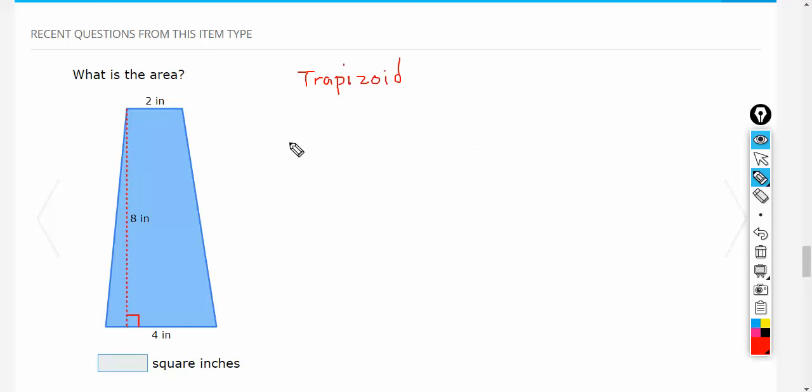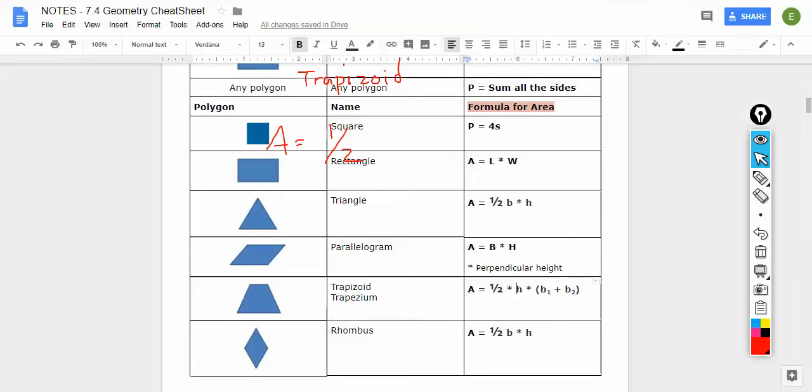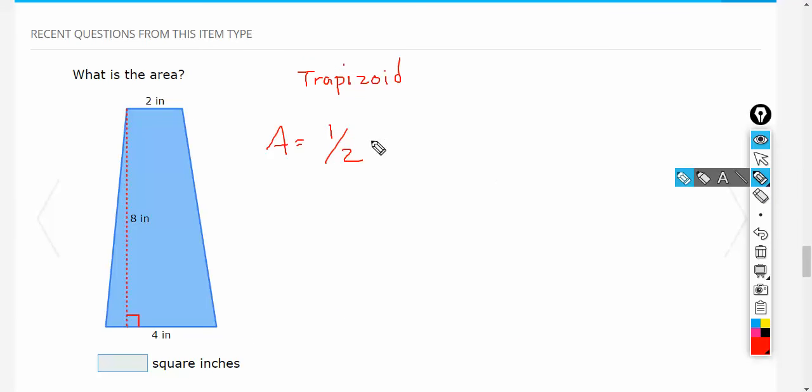Alright, anyway, the area formula equals half. I forgot. Let's look at the notes. Trapezoid, half times height times the sum of the bases, both bases. All right, half times height times the sum of base 1 and base 2. Okay, so how should we start? Let's do area equals half.